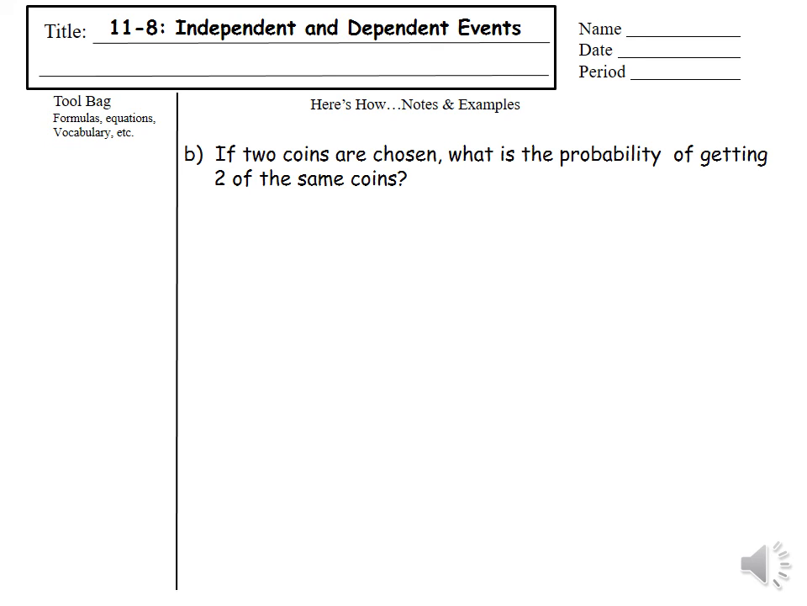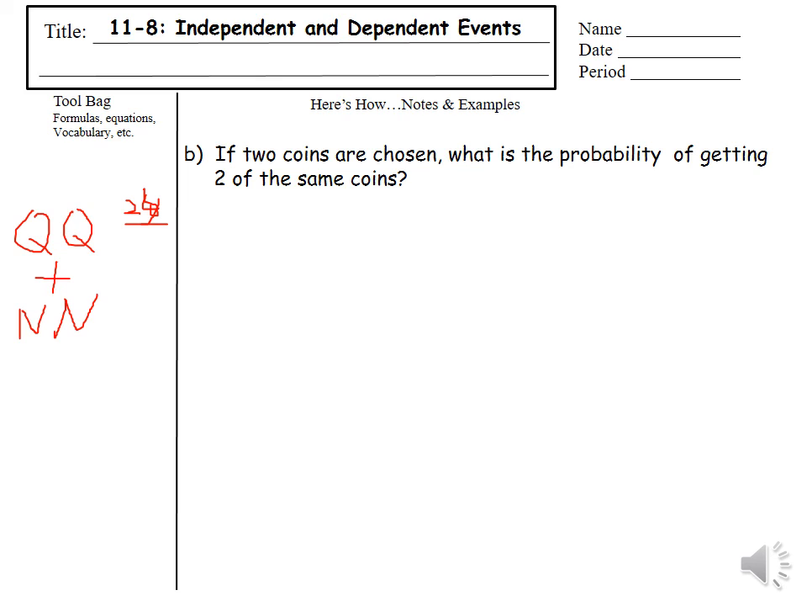For the second part of this question, if 2 coins are chosen, what is the probability of getting 2 of the same coin? Last time we got 24 out of 65 for two quarters. But two of the same coin also includes this: if you choose a nickel first and the second one is also a nickel, that's also considered the same coin, right? So if you add these two together, that will be the total probability of getting 2 of the same coin.